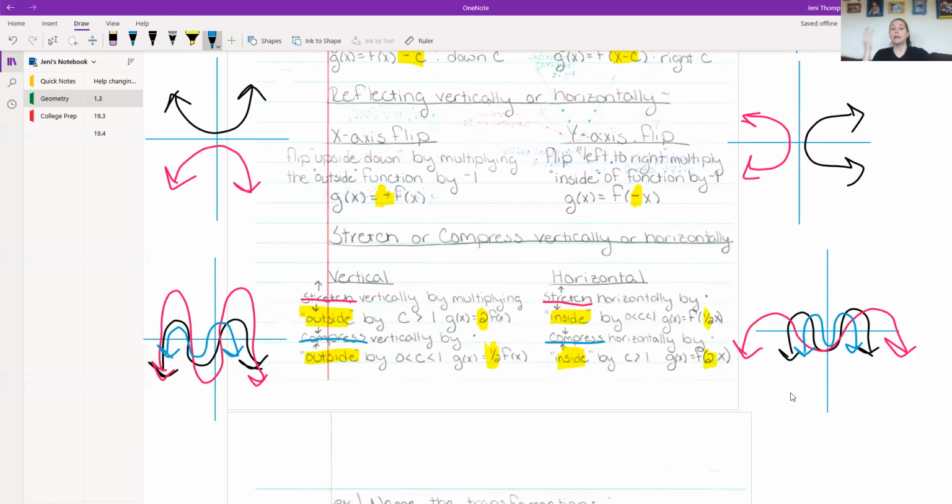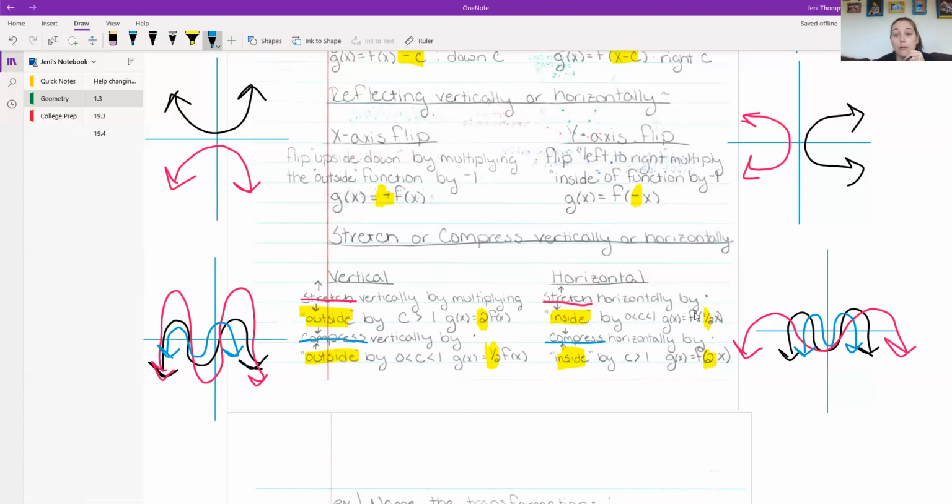Now, if you'll look, that's the opposite to vertical. So when we did vertical, it was both on the outside, right? First thing you should check is whether it's on the inside or the outside. If you've got a number that you're multiplying on the outside of your function, you know that the change is happening vertically. Then you check, is my number greater than 1, or is it somewhere in between 0 and 1? If it's greater than 1, that means we're stretching. If it's in between 0 and 1, that means we're compressing.